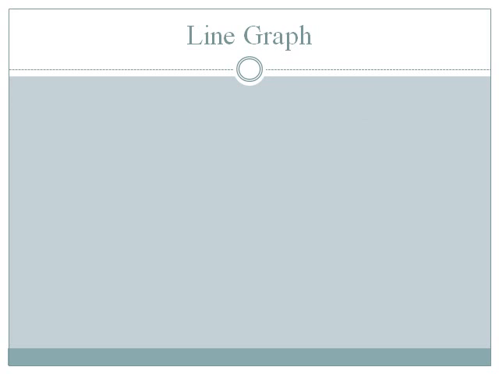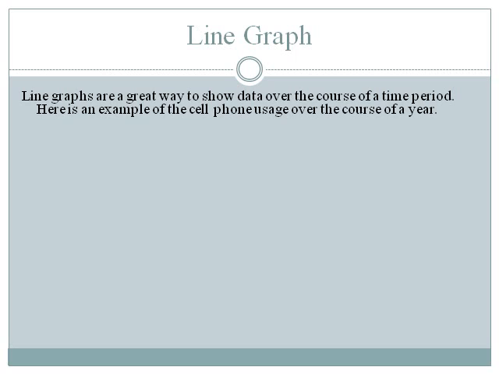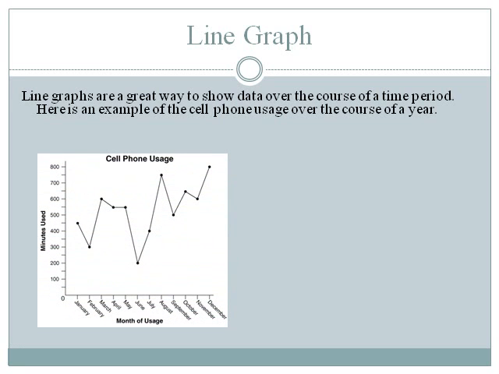The next graph we're going to look at is a line graph. Line graphs are a great way to show data over the course of a time period. Here's an example of cell phone usage over the course of a year. Looking at this graph, you notice again, the scaling is very important. On the left-hand side is minutes used, and on the horizontal axis is the month of usage.